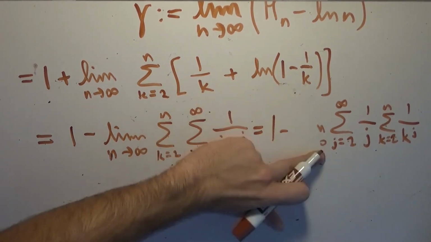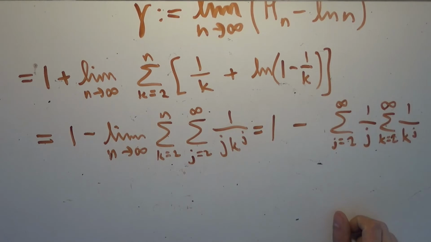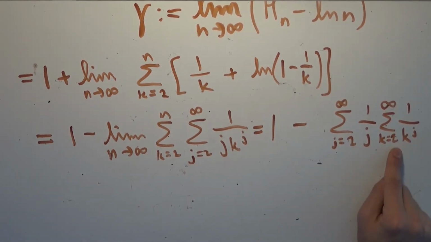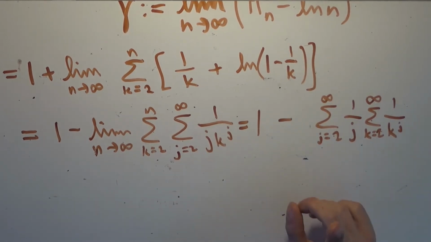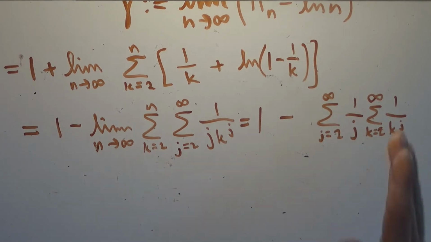So I can now get rid of the limit and just let n go to infinity. But what do we have if we let n go to infinity? Well, consider this sum here. If it started at k equals 1, we would just have the Riemann Zeta function of j. But because it starts at 2, that means the first term of the zeta function, which is always equal to 1, is simply not there, which means this is zeta of j minus 1.